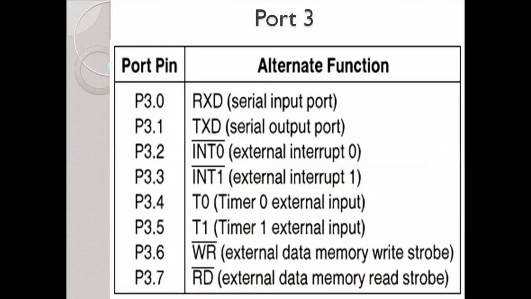So this is the alternate function of port 3. There are 8 pins, port 3.0 to port 3.7. It is used for connecting input devices and output devices. The next alternate functions are receive data, transmit data, memory read operation, write operation, external interrupt 0 and 1, timer 0 external input and timer 1 external input.